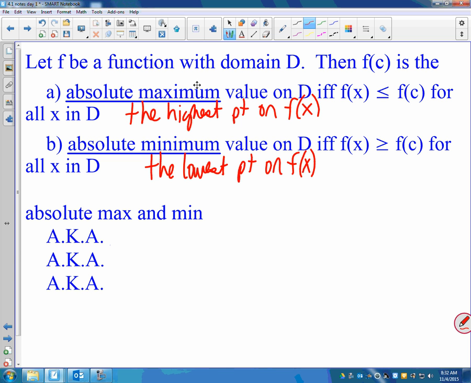And so that's what the extreme value theorem is going to help us with. We don't usually say absolute max, absolute min every time, so I have other words for you that mean absolute max, absolute min. What does AKA stand for? Also known as. Global max and global min. I don't really ever use that word, but the book does sometimes.